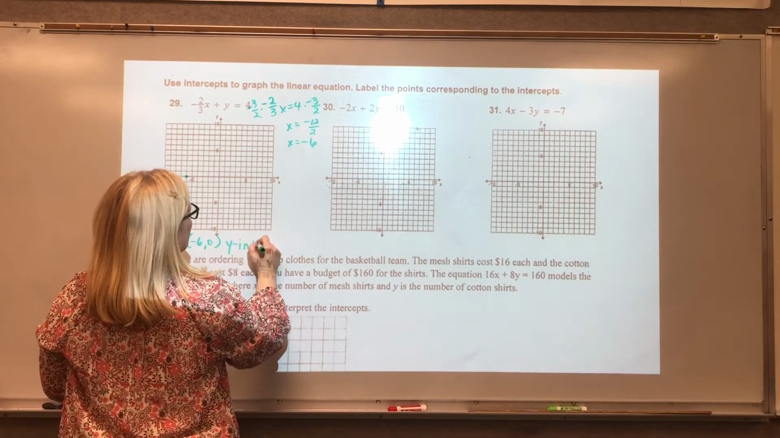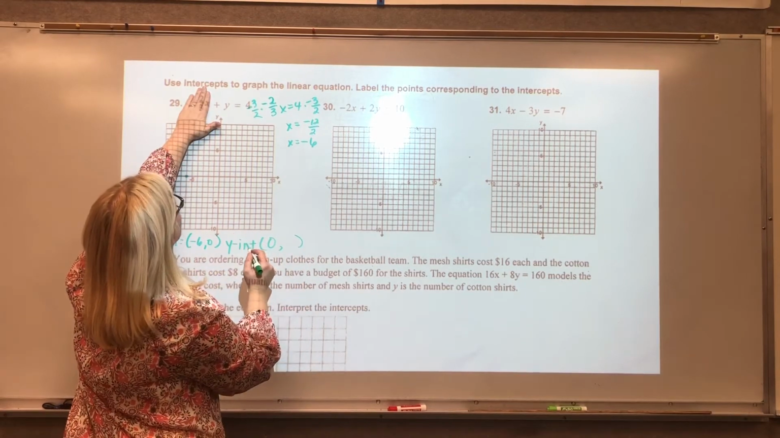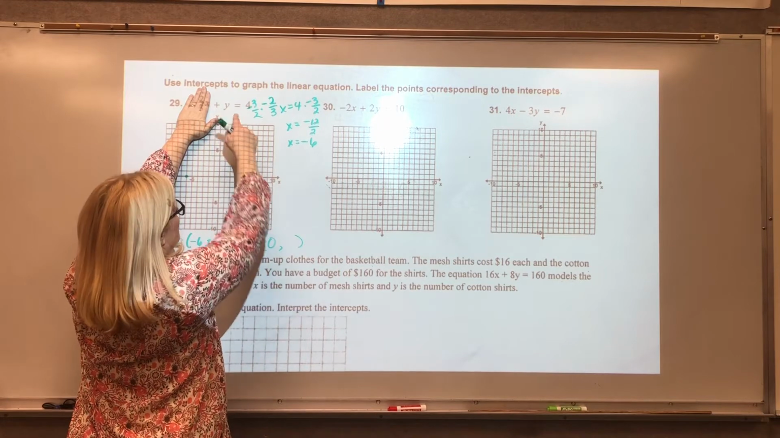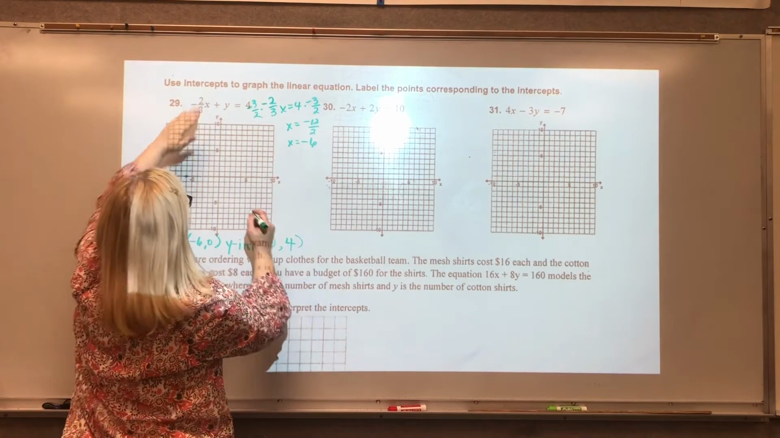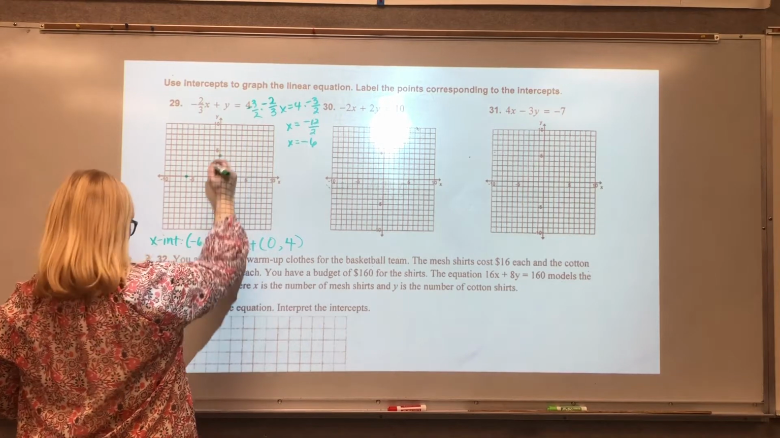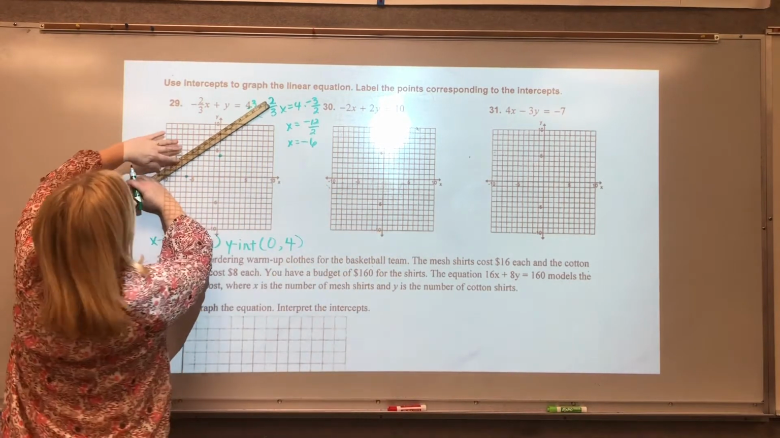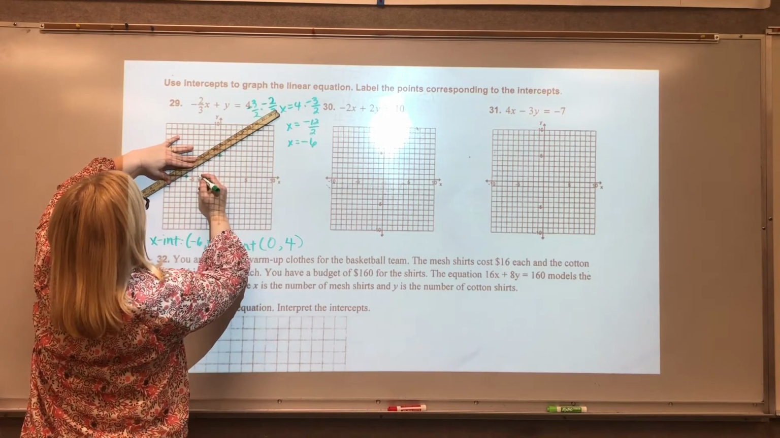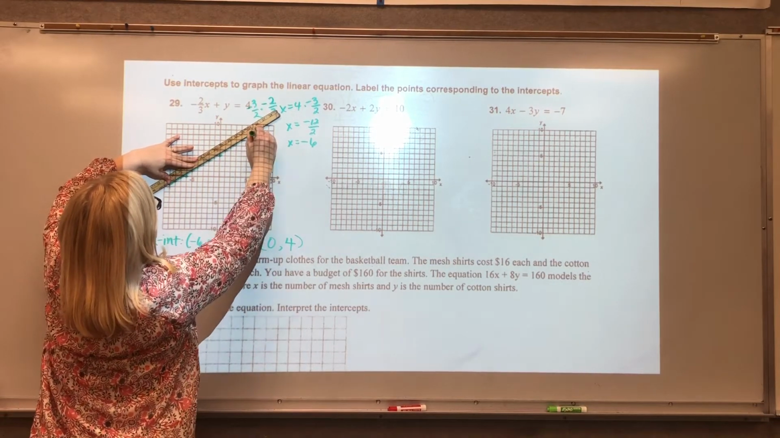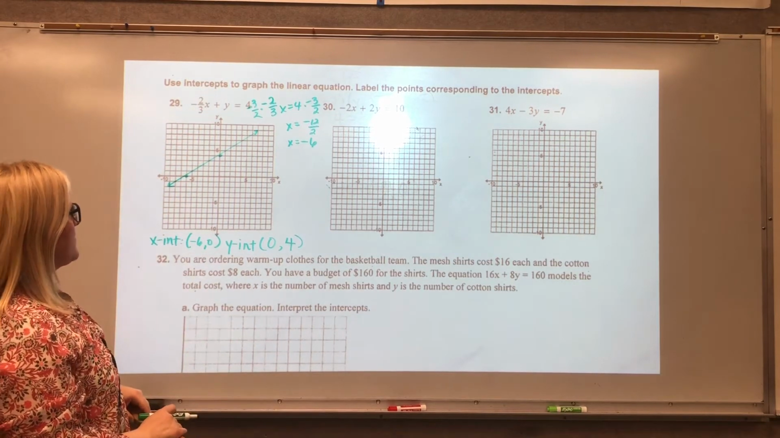My y-intercept, again, when x is 0, okay, I plug in x for 0, y equals 4. So y equals 4, 1, 2, 3, 4. And then I just draw the line between those. So that's what that looks like.